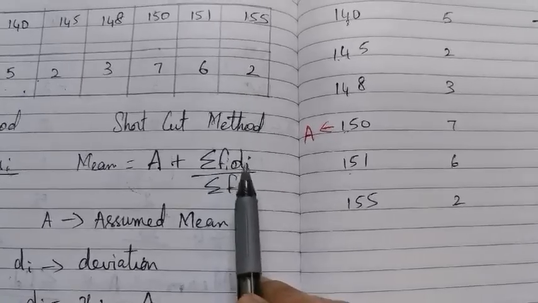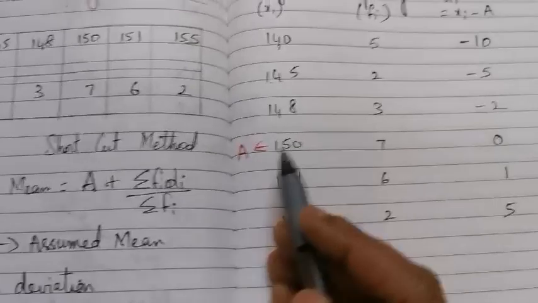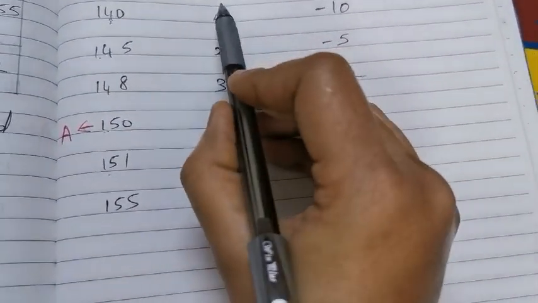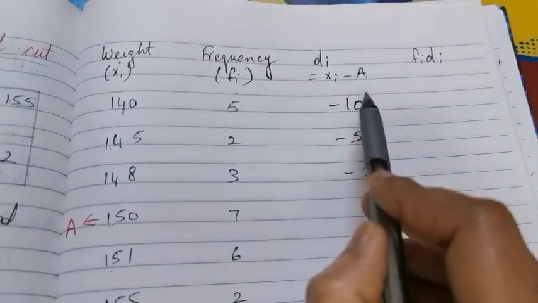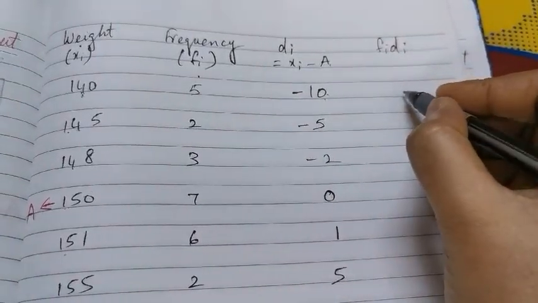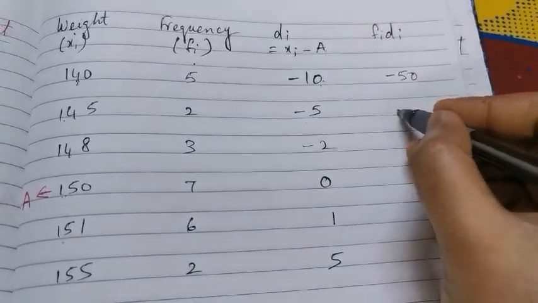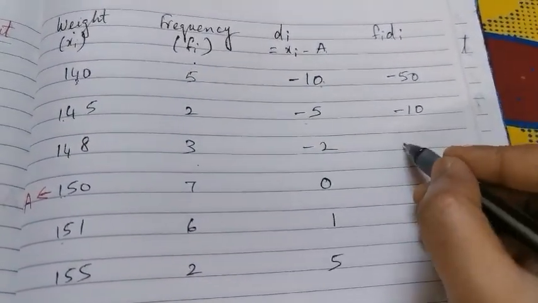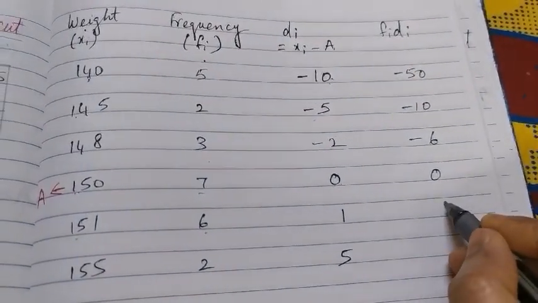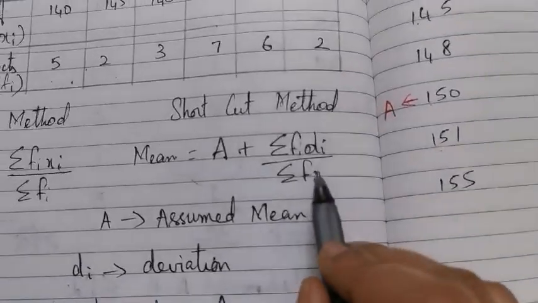Now I found my step deviation. Next I will multiply my frequency and my deviation. So fi di. Now this is fi column, this is di column. Now fi into di. 5 into minus 10 is minus 50. 2 into minus 5 is minus 10. 3 into minus 2 is minus 6. 7 into 0 is 0. 6 ones are 6. 2 fives are 10. Now I found my fi di column.